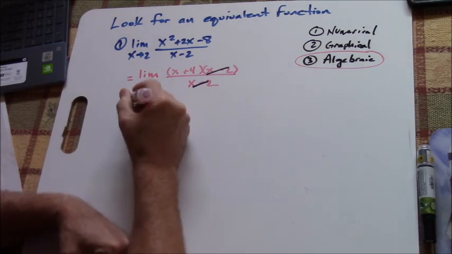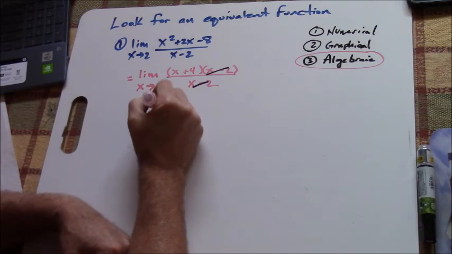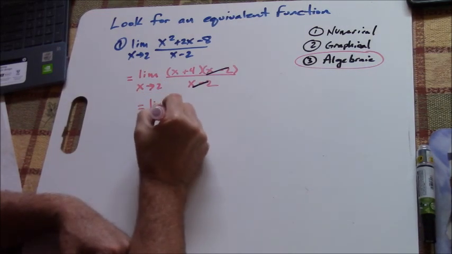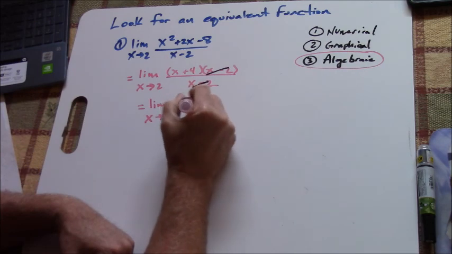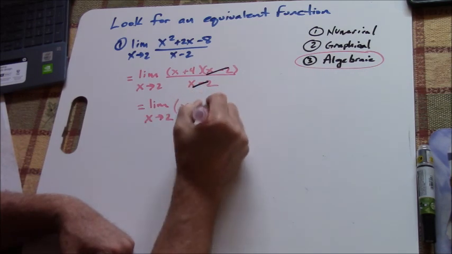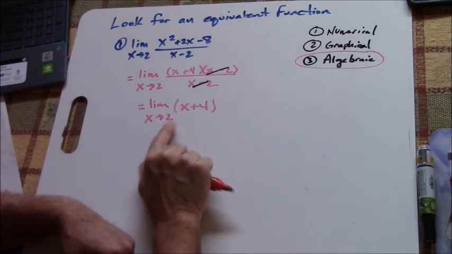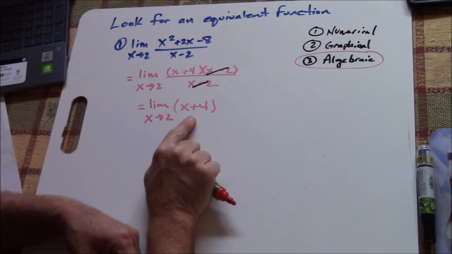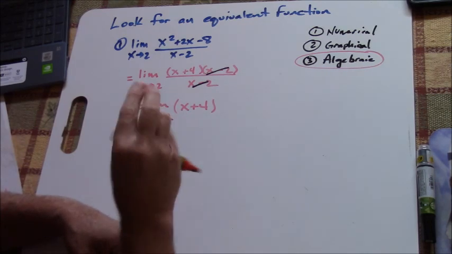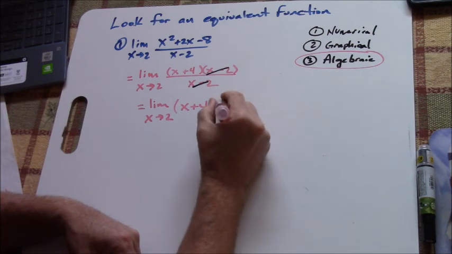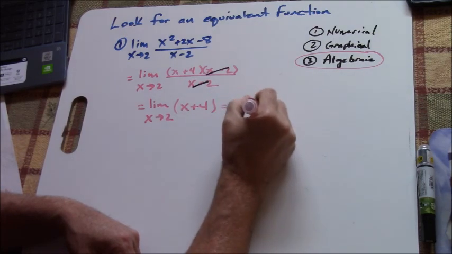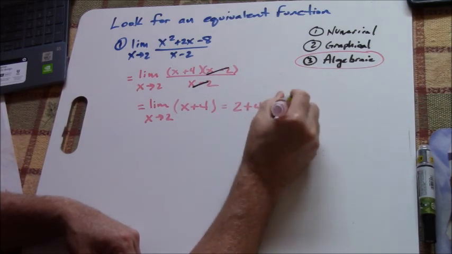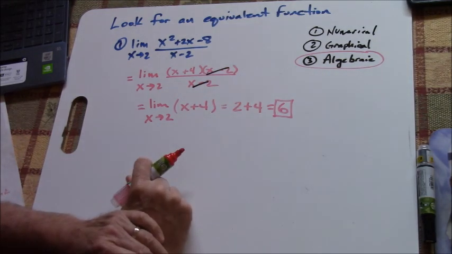And so now our limit would read like this. The limit as x approaches 2 of x plus 4. And I no longer have an expression that's undefined, which means I can go ahead and do direct substitution. I can just plug that in and get 2 plus 4, which is 6. And that would be the answer to my limit.